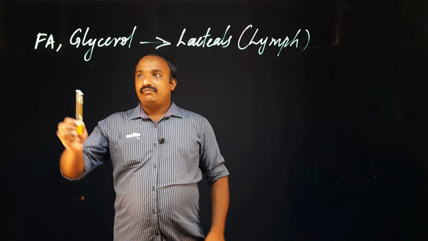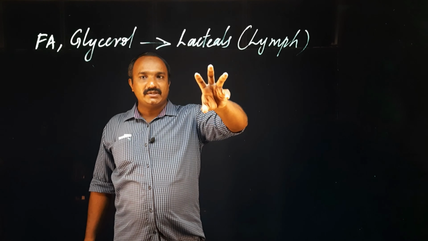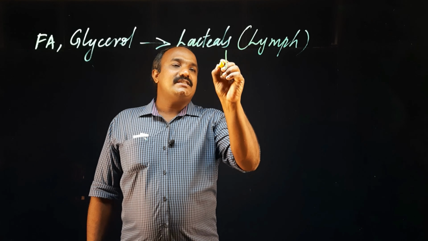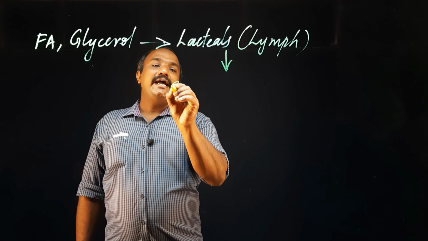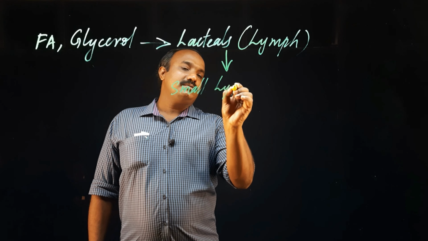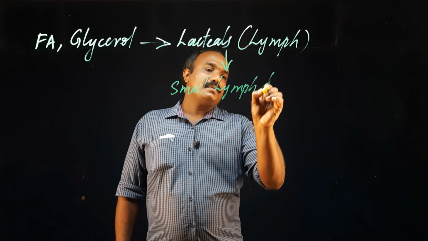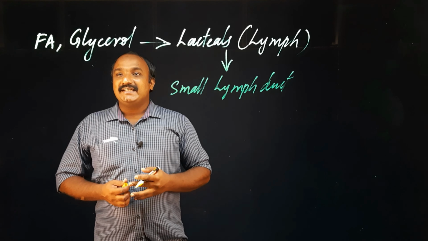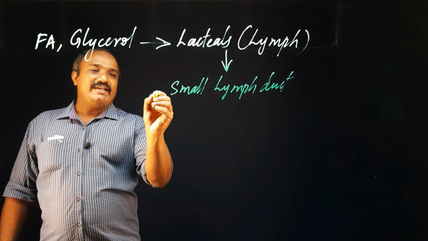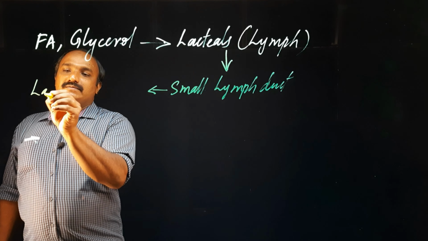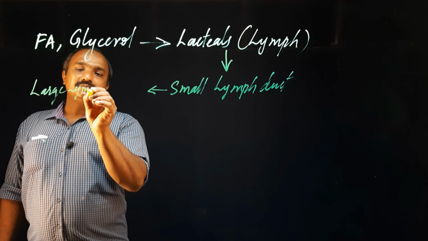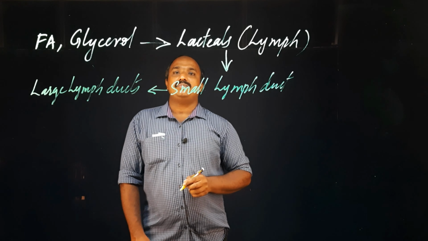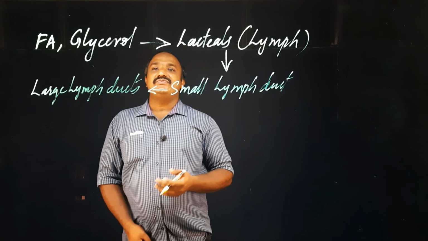Okay. So fatty acid and glycerol are absorbed into lacteals, and the lacteals contain what? Lymph. Then the lacteals combine and form small lymph ducts. Small lymph ducts are formed by combining what? The lacteals. And the small lymph ducts combine to form what? Large lymph ducts. From the small lymph ducts, large lymph ducts are formed.